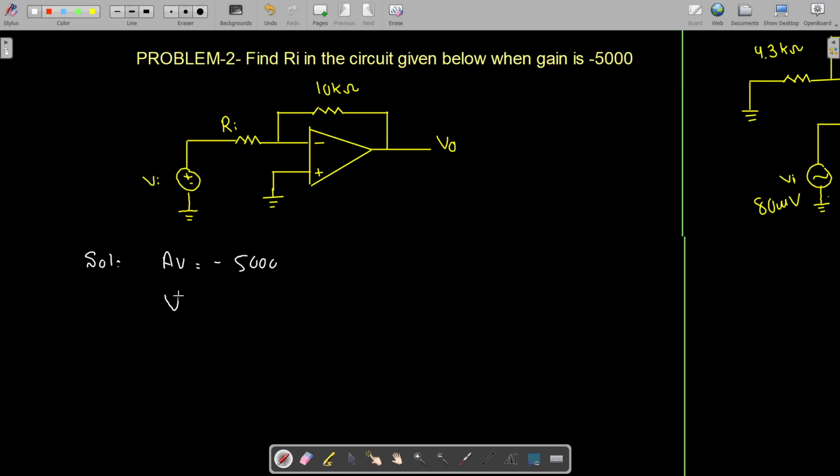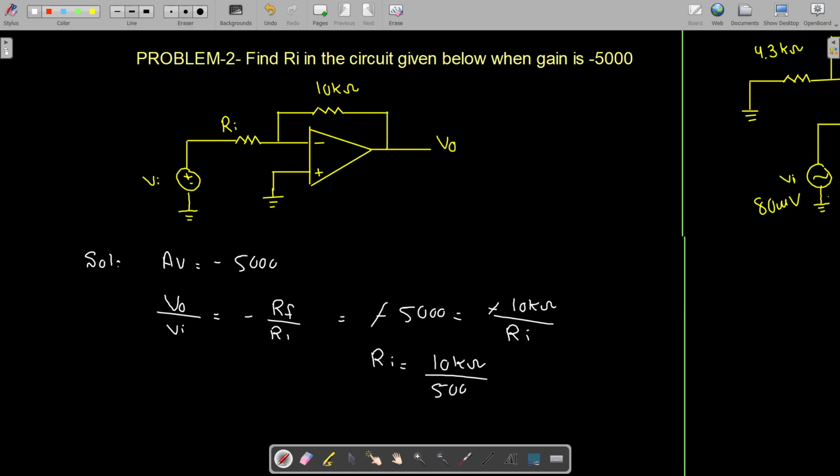Now we know that the gain of inverting op amp V0 by Vi is equal to minus Rf divided by R1. Now this gain is given, which is minus 5000. Minus 5000 is equal to minus Rf, Rf is also given, which is 10 kilo ohm, divided by the Ri, which is unknown. Minus and minus will cancel out, so we have Ri is equal to 10 kilo ohm divided by 5000, which comes out to be 2 ohm. So in this case, Ri is equal to 2 ohm for the voltage gain of minus 5000. It was a very easy question.